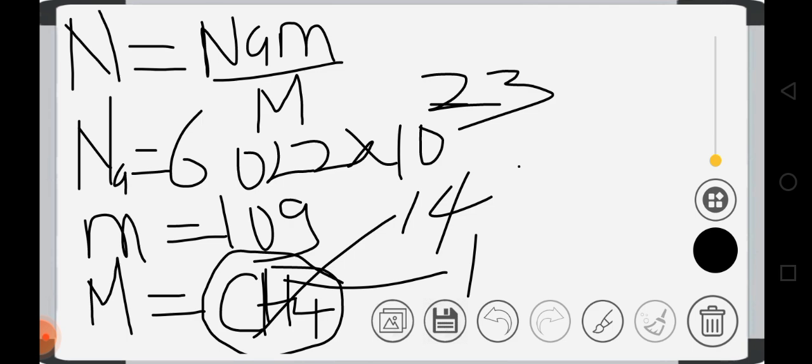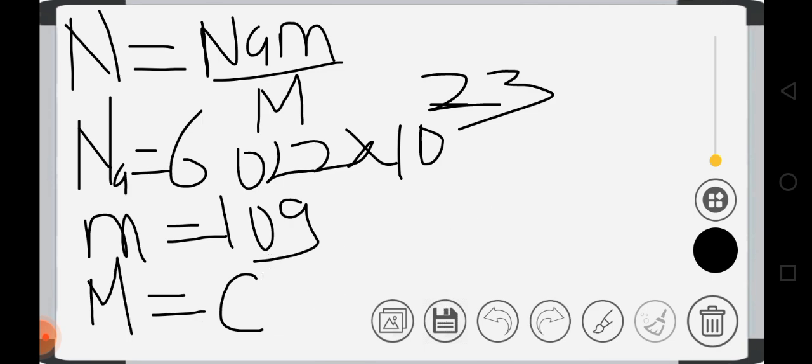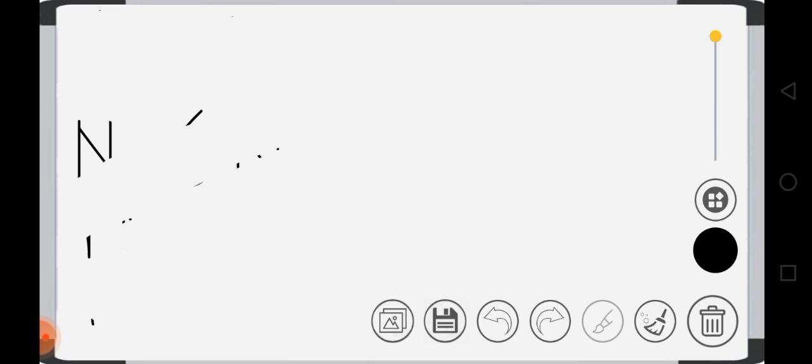We have carbon as 12, not 14. Please take care of that. It's nitrogen that is 14. Carbon is 12. Then hydrogen is 1. Please take care of that too. It's very, very important. Remember, we used carbon before when we were doing glucose, C6H12O6. So we are going to use this now to get our molar mass. So let's get our molar mass to see what we are going to have.